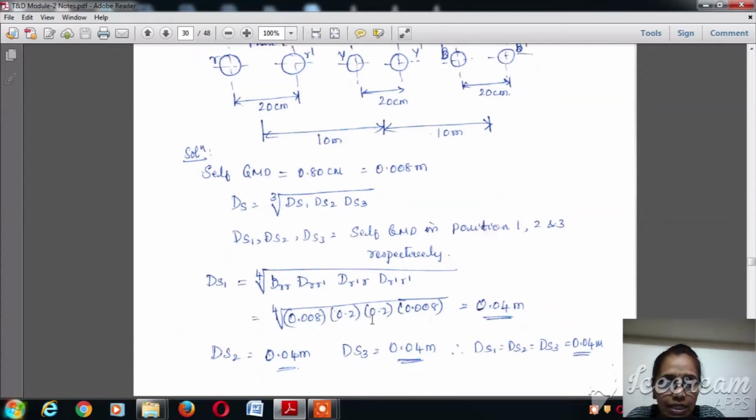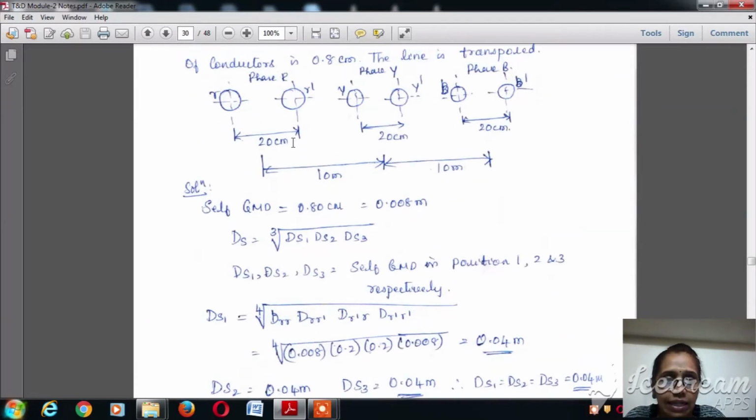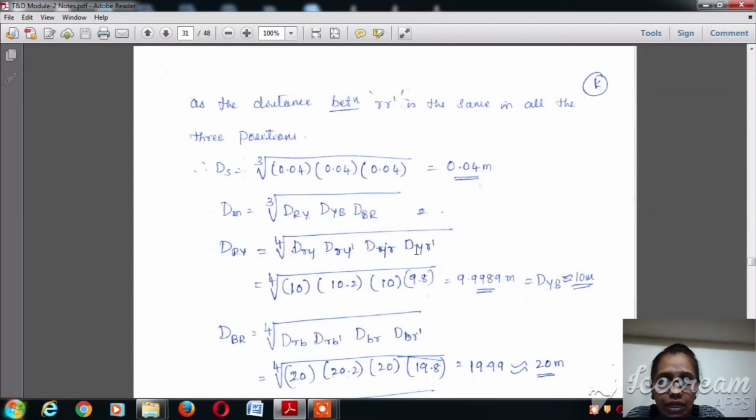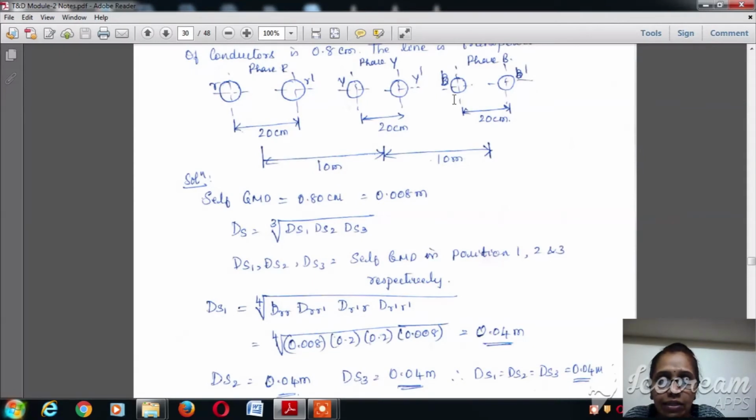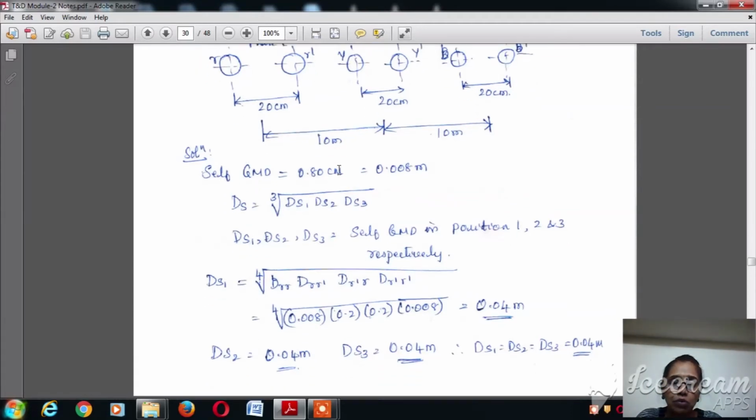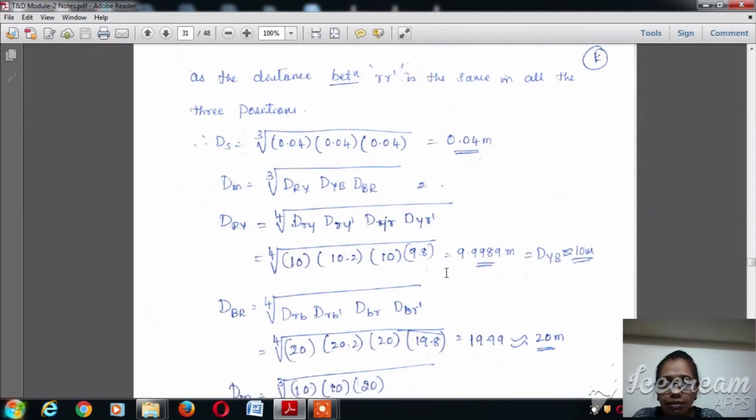Dry dash, you can see here, is 10.2. Dry is 10, whereas y dash is again 0.2 meters. So 10.2 is dry dash, 10.2 meters, whereas in the case of dyr dash, it is totally 10 minus 0.2, so dyr dash is nothing but equal to 9.8. Similarly, multiply all this and then calculate, it works out to be 9.9989 meters. Dry is similar to dyb, approximated to 10 meters.